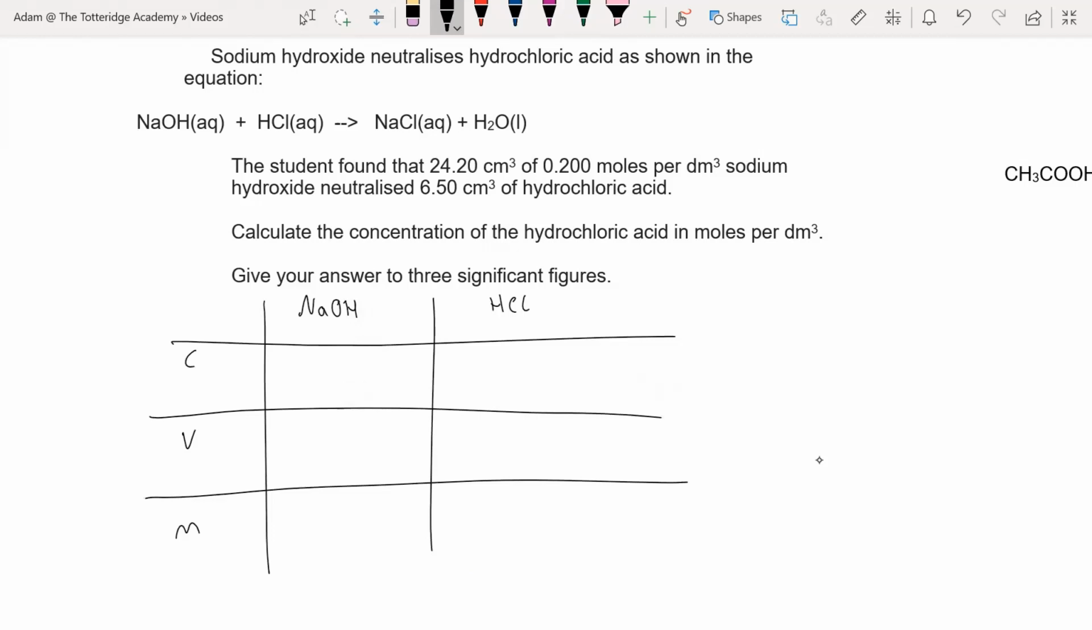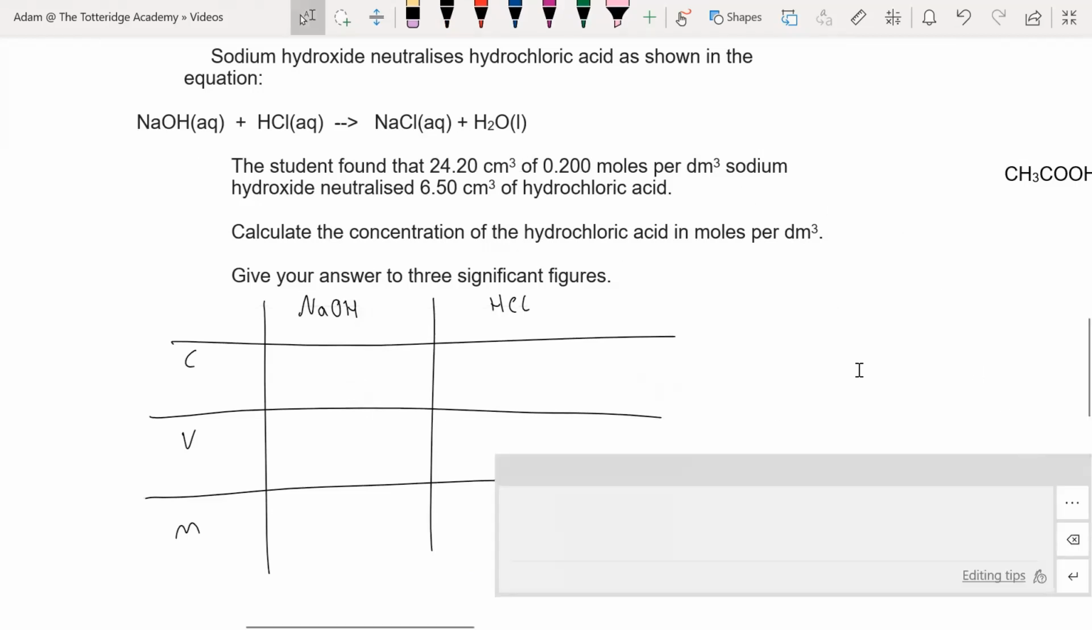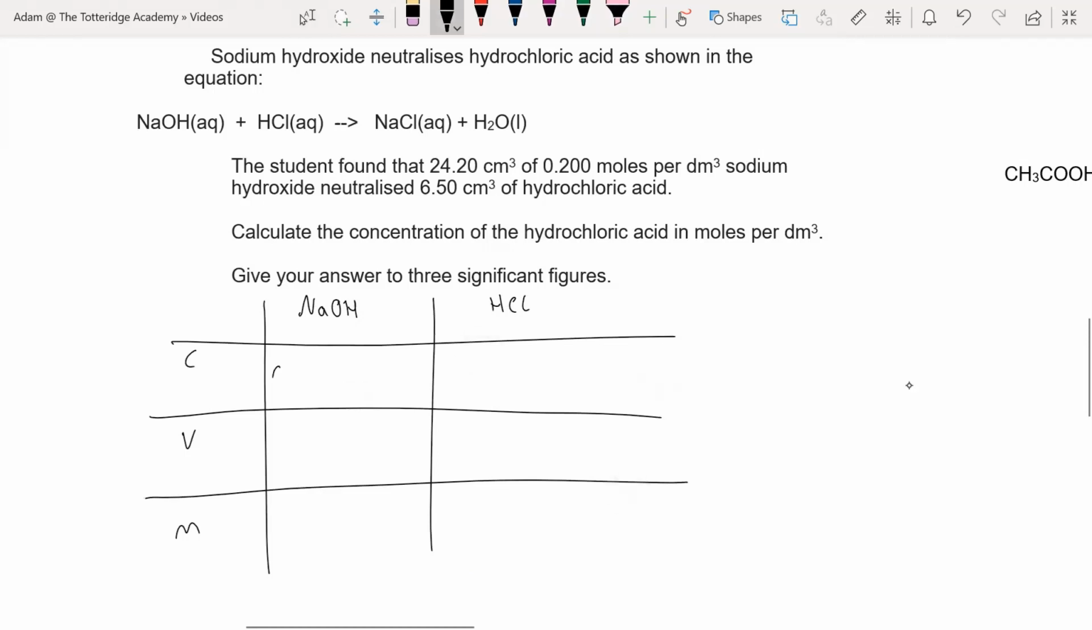Right, do I know the concentration of sodium hydroxide? Yep, it says here I've got 0.200 moles per dm cubed. Do I know the volume? Yep, 24.20 cm cubed. Do I know the number of moles? Not yet, but I do know the volume of HCl. That's 6.50 cm cubed. Start to go around the houses following my monster method, of course.